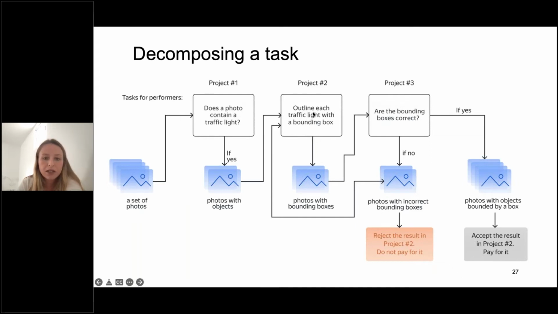The results of the second project are then flowed to a third project where we ask different people to mark if the bounding boxes are correct. If these people say those are correct, we accept the responses from project 2. If the results from project 3 are that people are saying those are incorrect, we could reject the responses from project 2. So this is an example where a task that looks pretty simple can be broken into 3 different tasks.